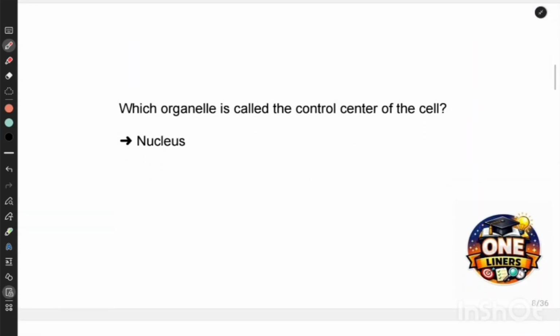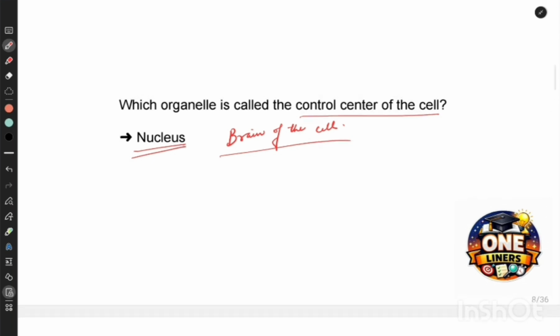Which organelle is called the control center of the cell? Okay. Control center of the cell is nucleus. Nucleus is also known as the principal of the cell, or we can say brain of the cell. Why? Because who coordinates all the functions? Nucleus does. Is that okay? Next one.